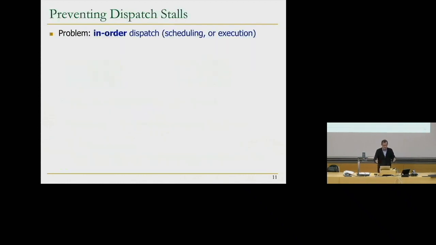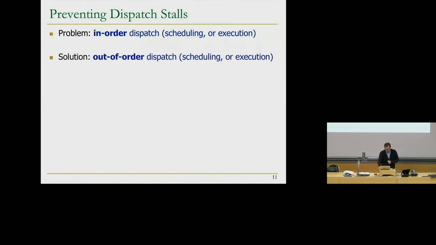So the problem that we're going to solve is in-order dispatch, in-order scheduling, or in-order execution, as it's called. I like in-order dispatch, because you're really dispatching an instruction to an execution unit. So a solution is really out-of-order dispatch. Basically, we want to do out-of-order scheduling. Whenever we get an instruction, whenever we are decoding it, we want to be able to say, okay, you can go out of order, because you have all of your values. And then we're going to fix the problem later on with a reorder buffer. So we don't need to worry about fixing the reordering. We've already solved it.